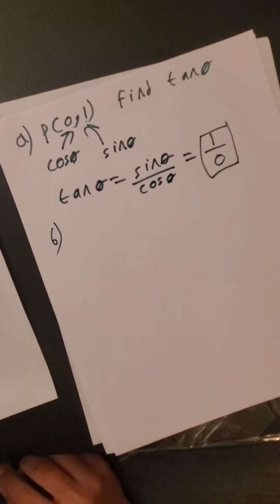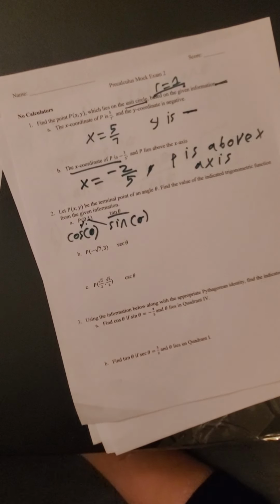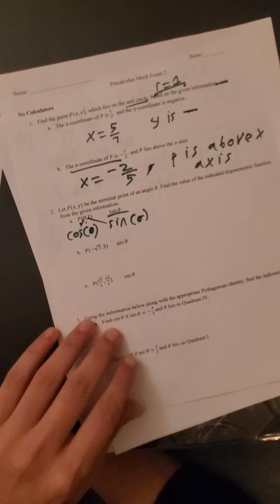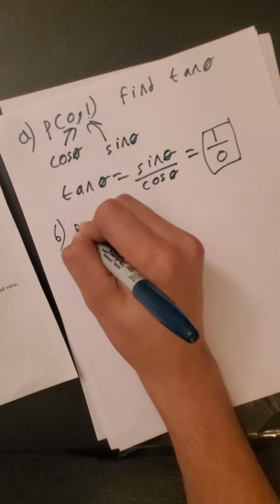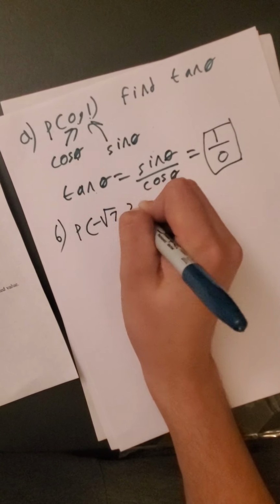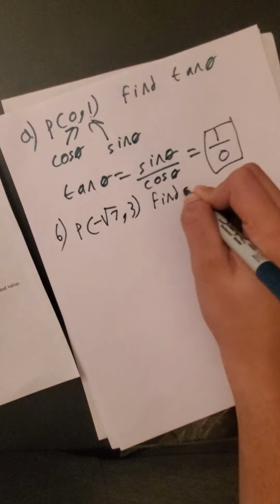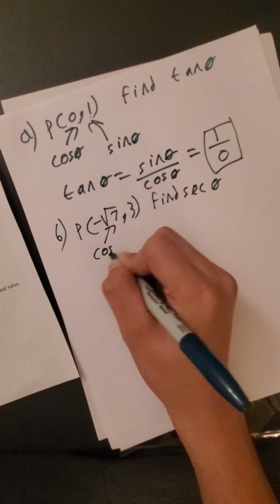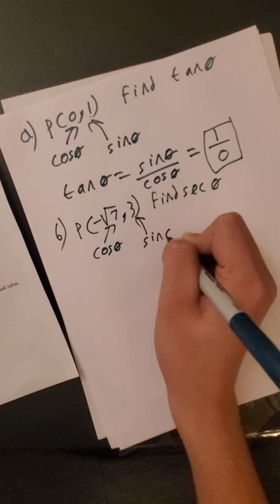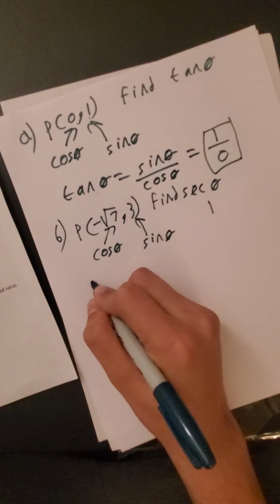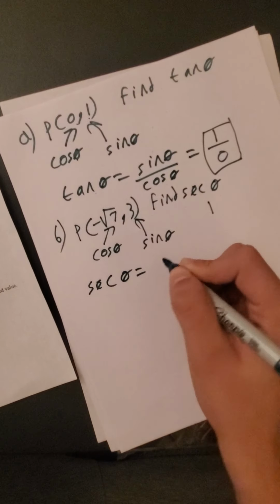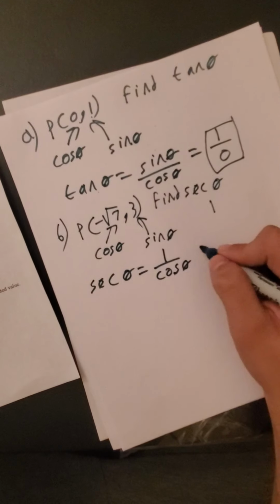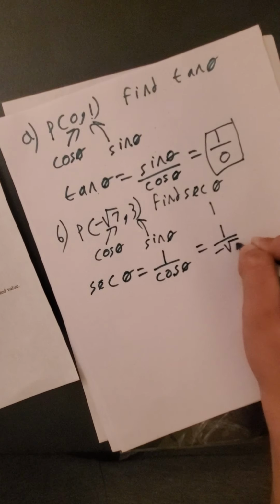Now let's do part B. So part B is telling us that the point is negative square root of 7, 3, and we're supposed to find secant of theta. So P negative square root of 7, 3, find secant of theta. So we also know that this is cosine of theta, this is sine of theta, and we know that secant of theta equals 1 over cosine of theta, and we know that cosine of theta is negative square root of 7, so 1 over negative square root of 7.